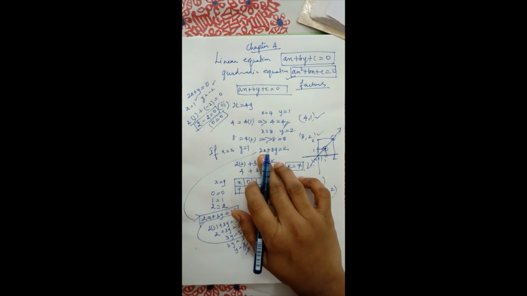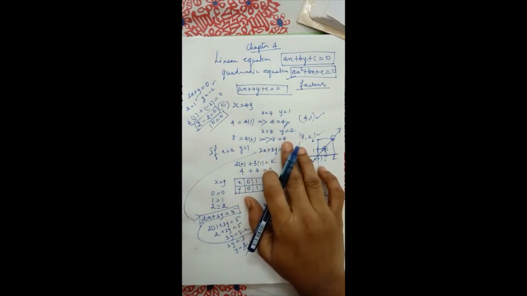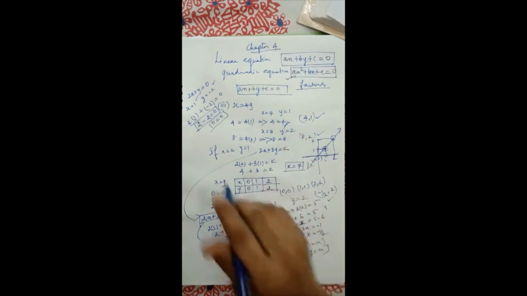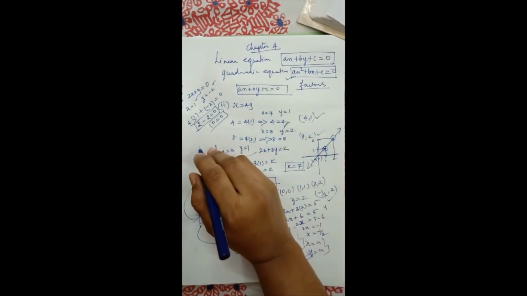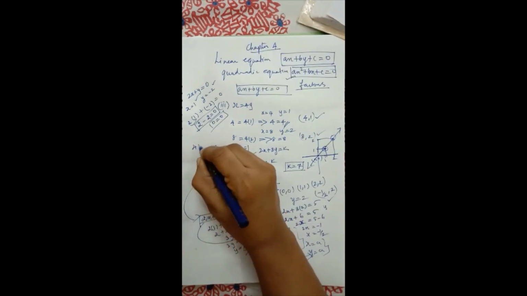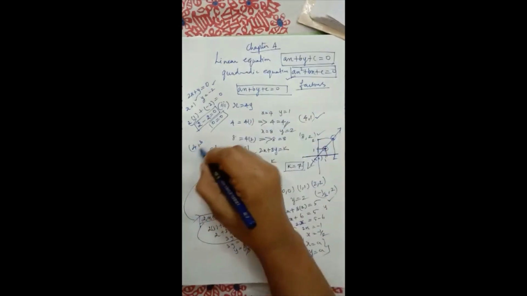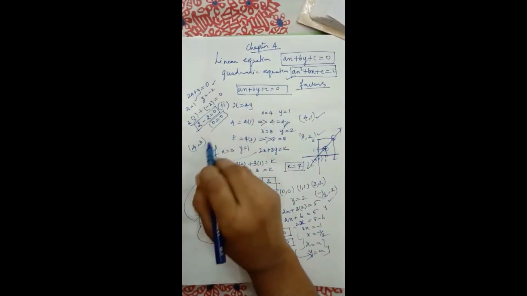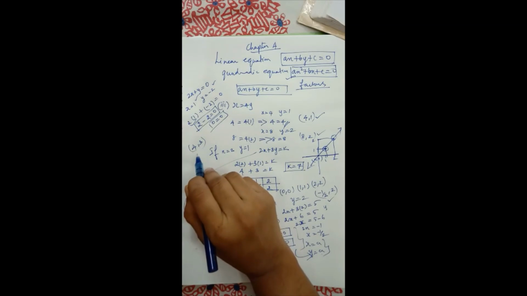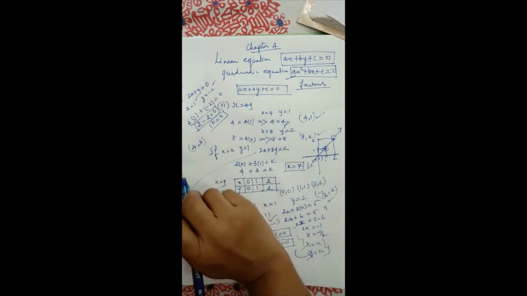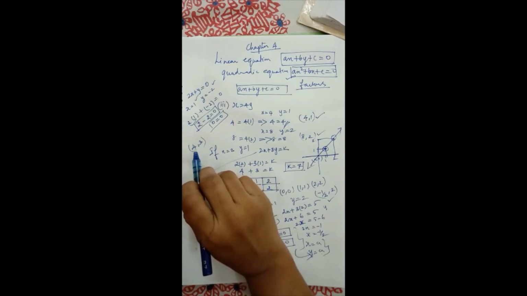Is it clear, students? Then one more type of question, students, listen. If a line passes through a point, you can check it. Take the point minus 4, 8. The question is, give the equation of a line passing through this point.